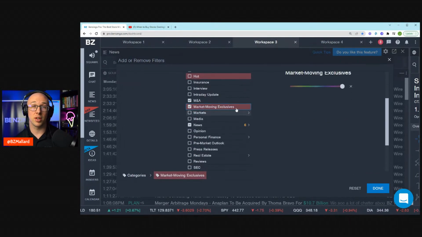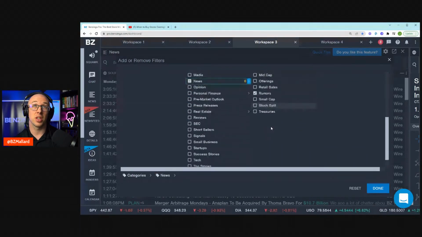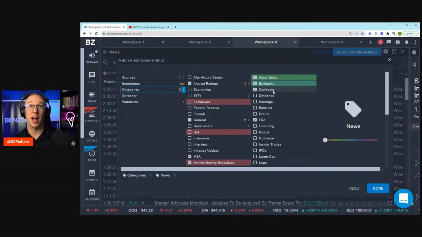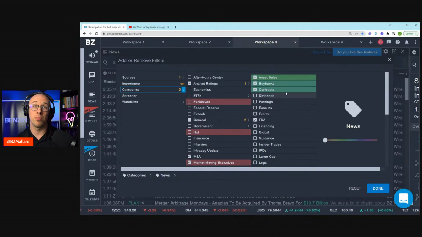Market moving exclusives, you definitely want to pay attention to those, because those are items from our news desk where we're breaking that news and you're not going to get it anywhere else. So definitely pay attention to the market moving exclusives. And then under news here at the top, we've got asset sales, buybacks, contracts. These are all big catalysts.